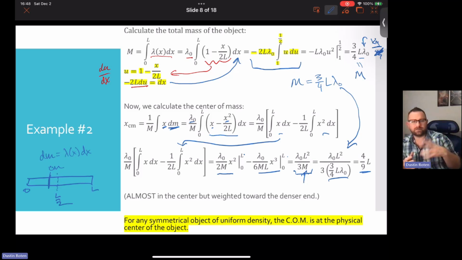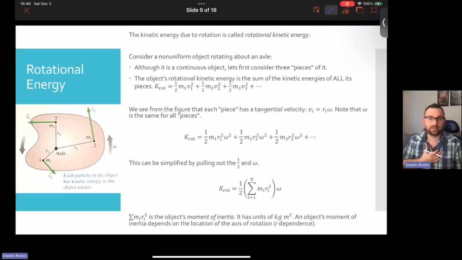Most of the things you'll deal with in this course will be linear objects or objects with uniform density. But just be aware that when you get into engineering or harder sciences or harder engineering courses, you may have to deal with things that don't have a linear mass density, or that are non-uniform. So you'll at least need to be aware that this is the process you would have to go through to find these center of mass coordinates.